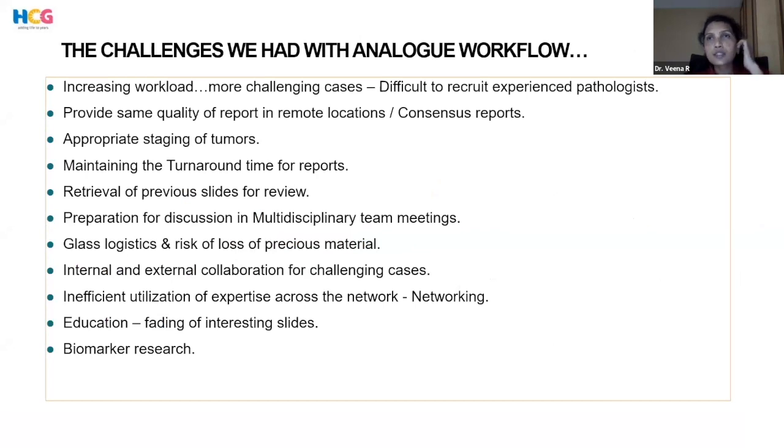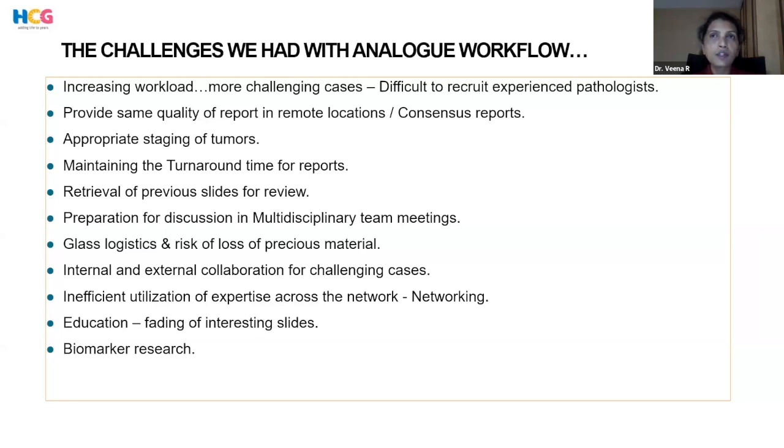So when we looked at digitization of our histopathology services, we also had similar challenges. We had an increasing workload of cases year on year. Cases were becoming very complicated, and it was difficult to recruit experienced pathologists trained in oncopathology reporting. And as I said, we have 24 centers, and Bangalore is the reference laboratory. Providing the same quality of reports as in Bangalore at remote locations was a challenge for us.